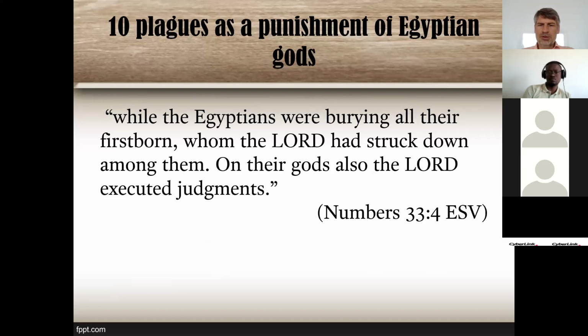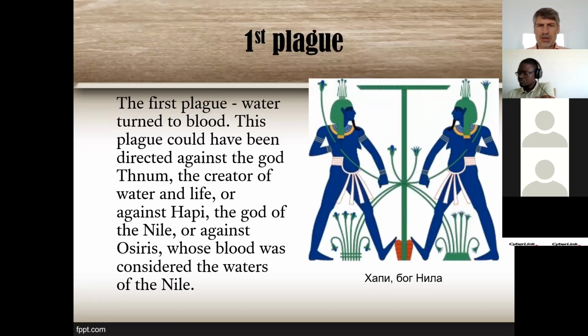Because in Numbers chapter 33, verse 4, we can read, while the Egyptians were burying all their firstborn, whom the Lord had struck down among them. And it speaks later about their gods: also on their gods the Lord executed judgments. So it looks like the plagues could also be presented as judgment upon the Egyptian gods. And some scholars try to find the connection here. For example, they try to find a correspondence between a particular plague and some of the goddesses or gods of Egypt.